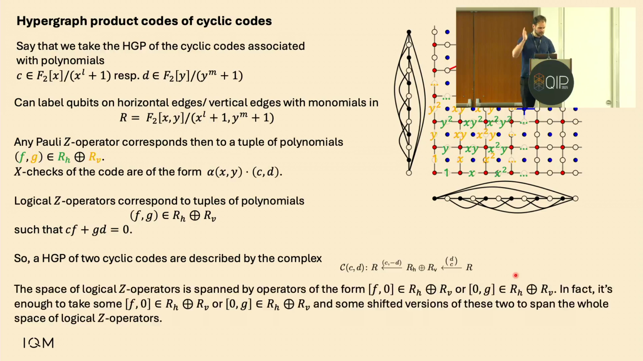And so what we saw is that for a hypergraph product of cyclic codes, we can span the space of logical operators, of logical Z operators, by logical operators that are only on horizontal or only on vertical qubits. So they are of the form, in this language, f, 0, only on horizontal qubits, or 0, g, only on vertical qubits. And in fact, it's enough to take only 2 of those and all of their translations. Then we get the whole thing.